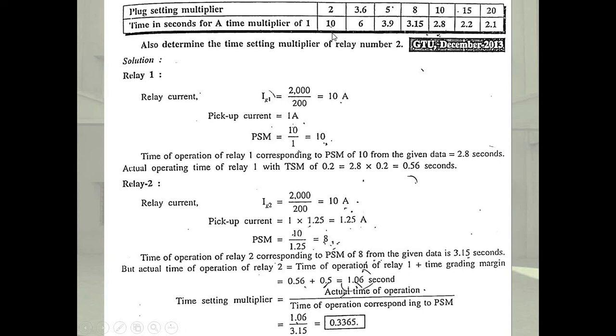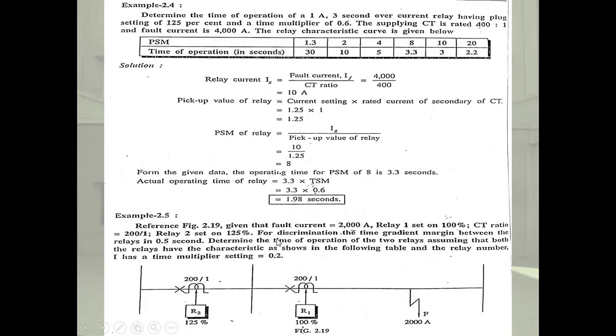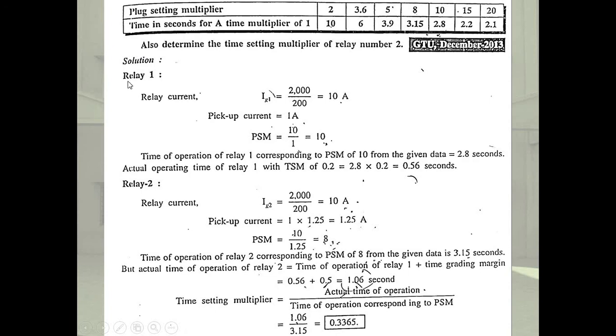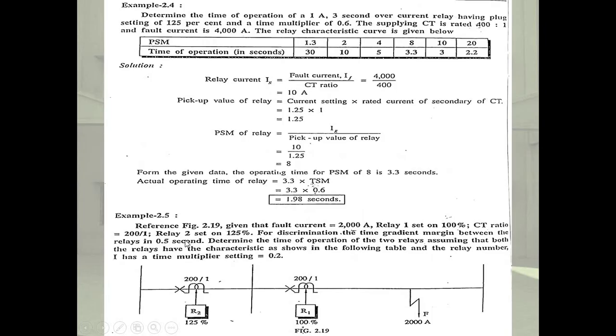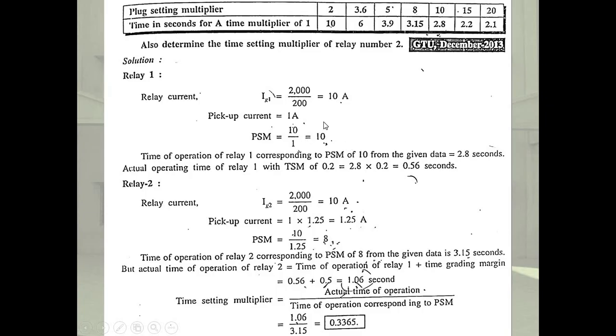This is the plug setting multiplier values and this is the time in seconds for a time multiplier of 1. Also determine the time setting multiplier of relay number 2. Now for relay 1, relay current is 2000 divided by 200, equal to 10 ampere. Pickup current is equal to 1, because relay 1 is set on 100%, so 100 divided by 100 into 1. So the pickup current equals 1, and now PSM equals 10.